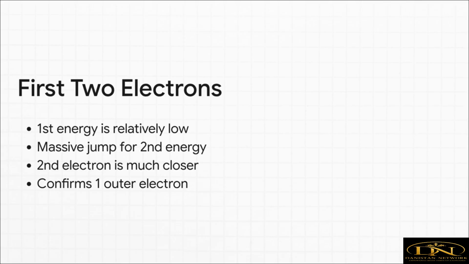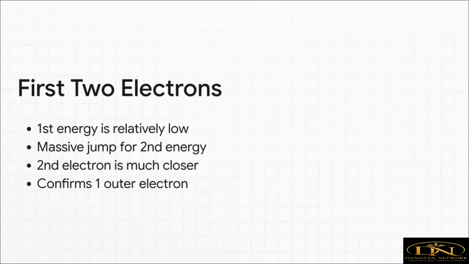But watch what happens next. When we try to remove the second electron, there's an absolutely massive spike in the energy required. The atom is suddenly holding that second electron hostage. This huge jump is definitive proof that the second electron is in a completely different, much closer shell. It confirms unequivocally that sodium has exactly one outer shell electron.